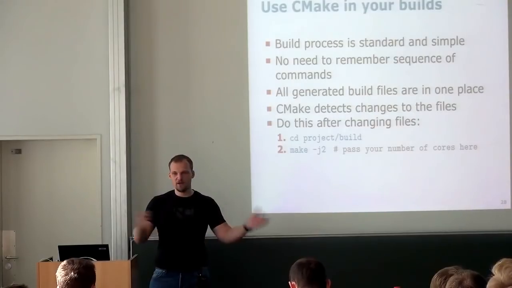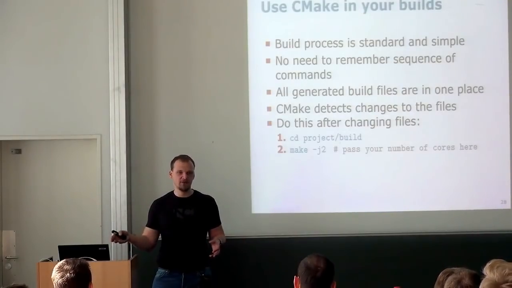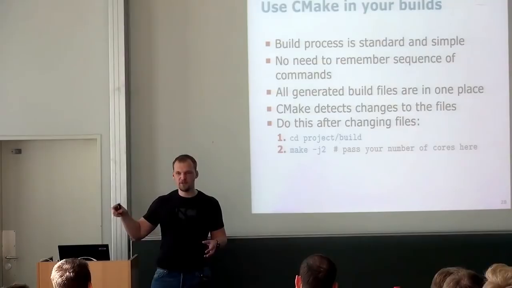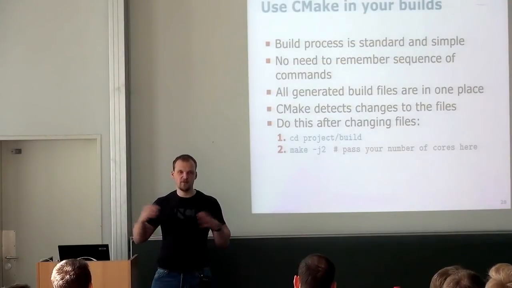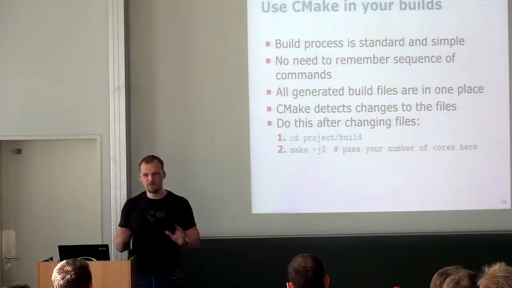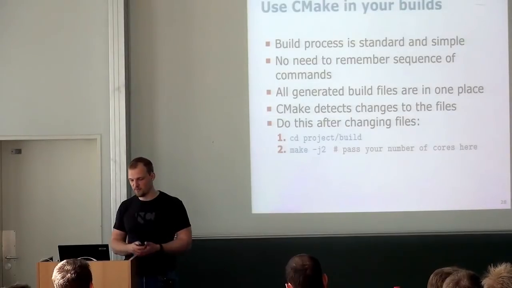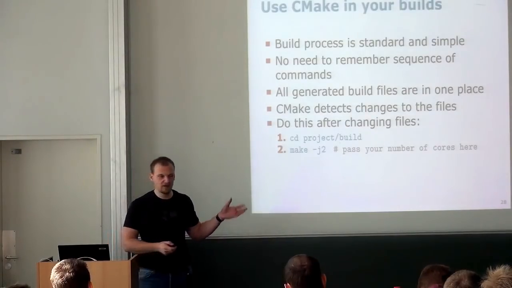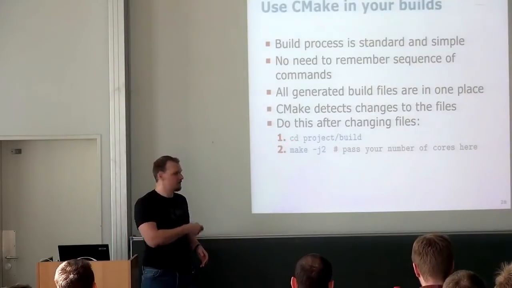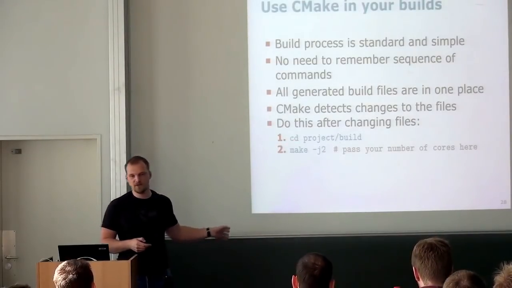If you have a lot of small libraries and you change one of them, only this one will be rebuilt and the ones dependent on it. So it knows everything about the dependencies in your code, which is really nice and saves a lot of time in compilation. Whenever you change some file, you just go to the build folder and run make. Make will know when to run CMake here.